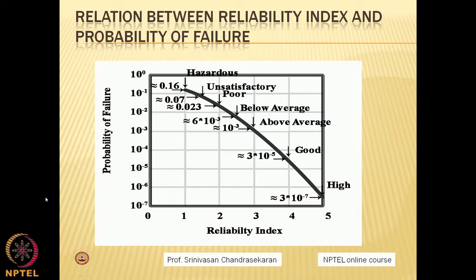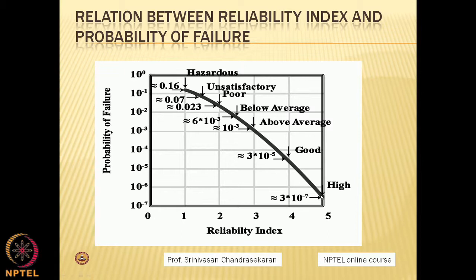One can see here, for a system to have a very high reliability index, the probability of failure will be as low as 3×10⁻⁷. So, we call this a high reliability index qualitatively. Whereas, if the reliability index is closer to 1, or the probability of failure is closer to 0.1, then we say the system is hazardous. One can see different categories: hazardous, unsatisfactory, poor, below average, above average, good and high.